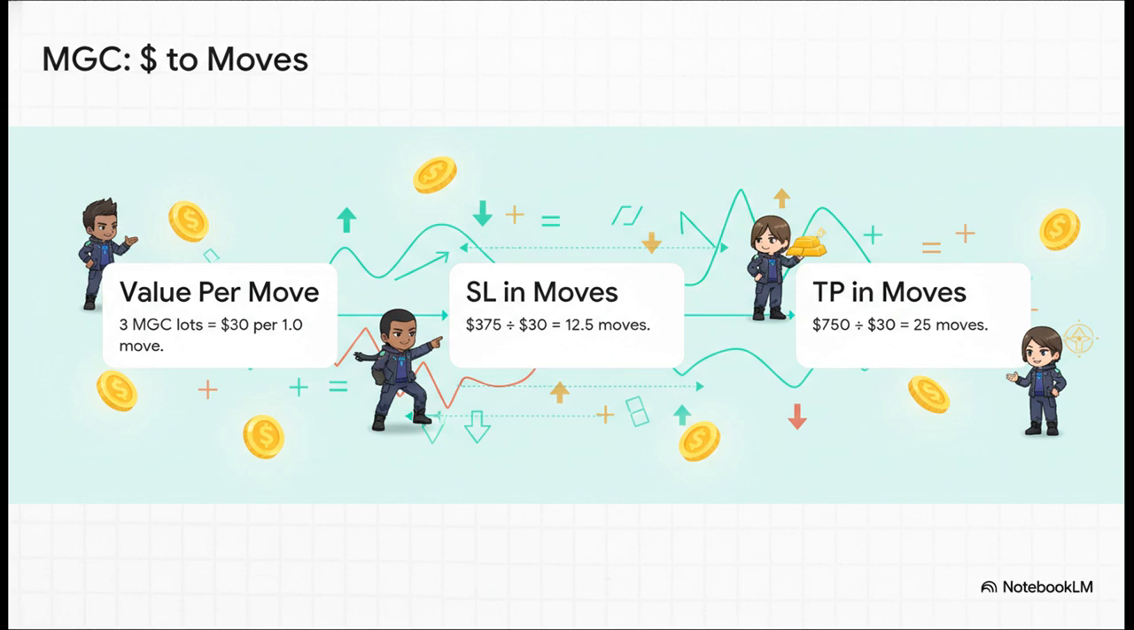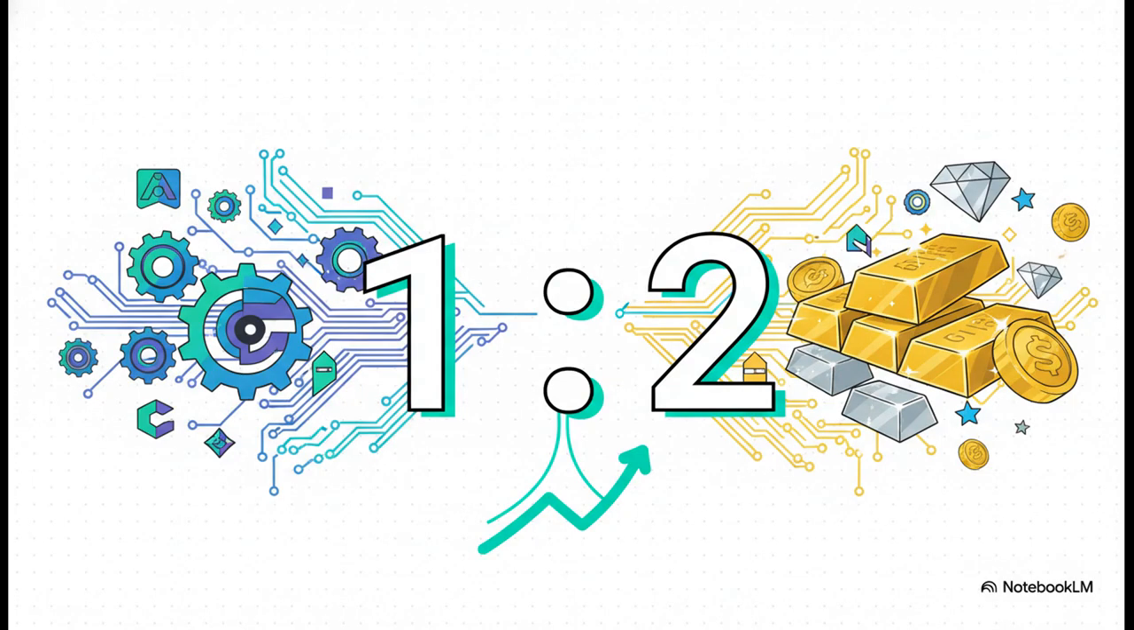So that $375 stop loss translates to 12.5 moves against us. And that $750 target, that means we're looking for a 25-point move to go our way. And would you look at that? We land on the exact same 1-to-2 risk-to-reward ratio. This consistency isn't an accident. It's the engine that drives this entire strategy.